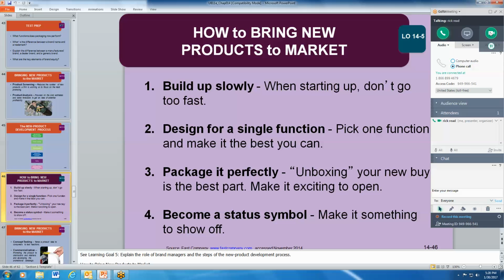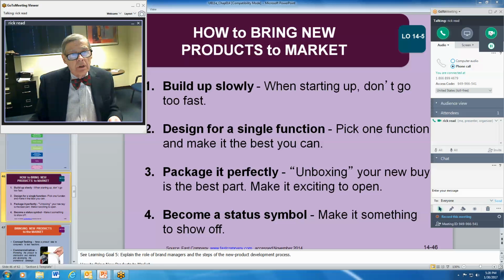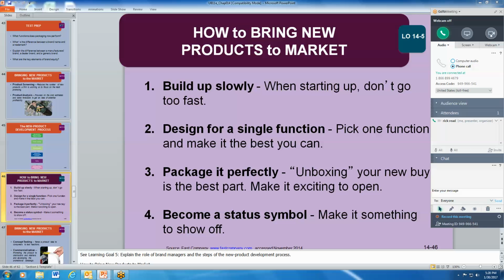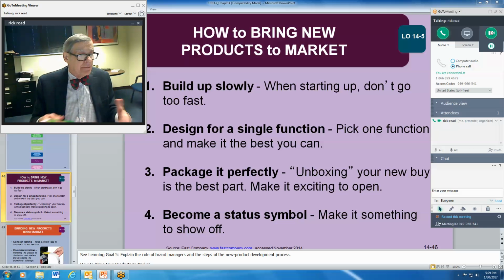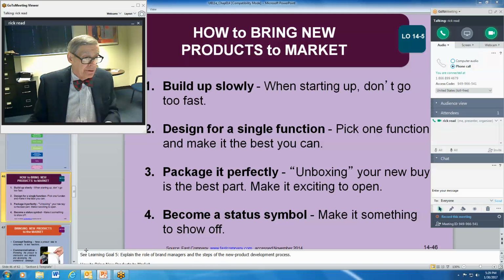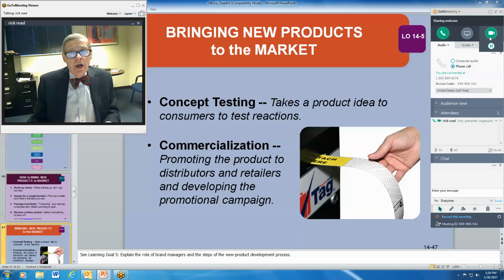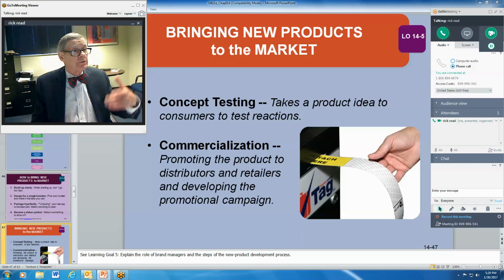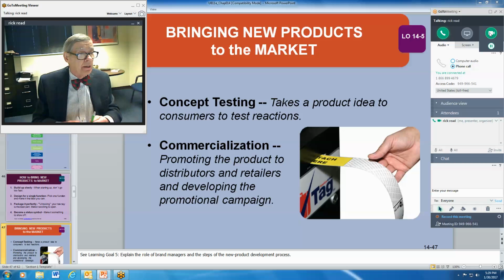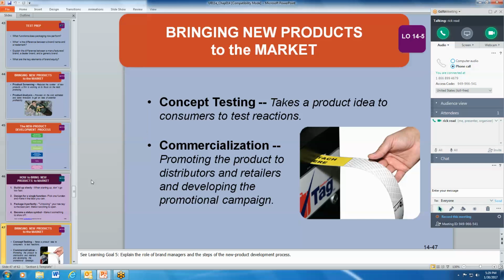And this is some kind of an idea about how to bring a product to market: build up slowly, design for single function, package it perfectly. I don't know if there's a way to do that. And then obviously become a status symbol, which is not the easiest thing to do. Here's the last couple things that we talked about before, but this gives you a little bit more on concept testing. Obviously, you go out here, maybe focus groups, et cetera, to find out whether or not people are going to sign on for this, whether they really like the thing. And then commercialization, obviously, again, bringing it out for sale to the general public.